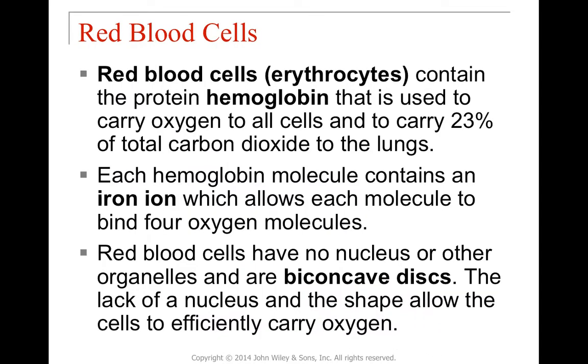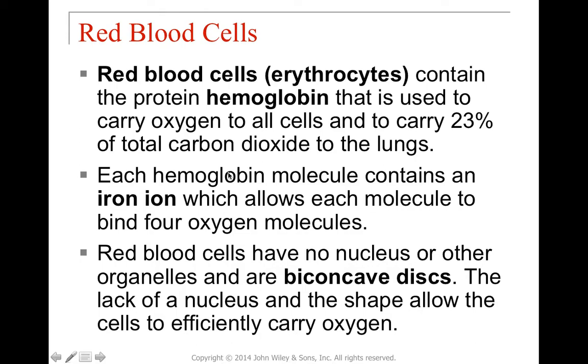All right, so the red blood cells, or the erythrocytes, are going to carry oxygen. And they do that by using a protein called hemoglobin. Hemoglobin is basically a bus that has seats on it, and the seats can be occupied either by oxygen or by carbon dioxide. So they carry oxygen to all cells, and 23% of the carbon dioxide that's carried through the bloodstream is carried on the red blood cells. But some of that carbon dioxide is going to be solubilized in the blood plasma as well, and we'll talk about that in a different slide.